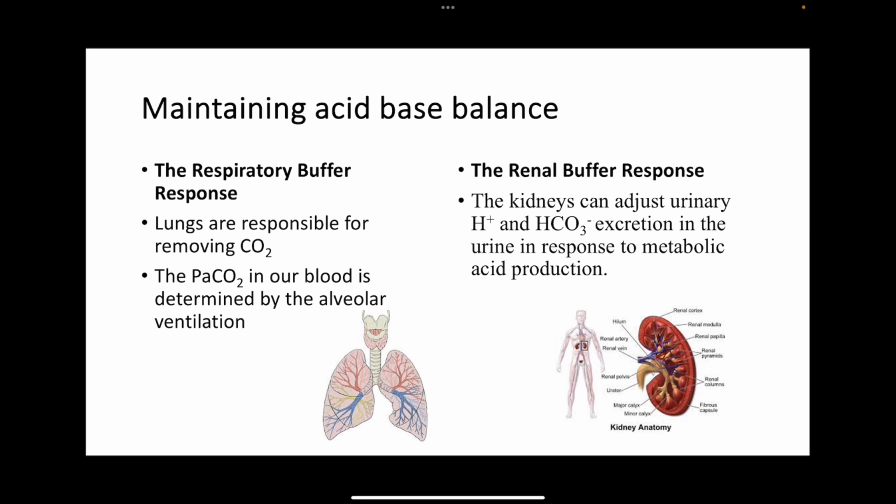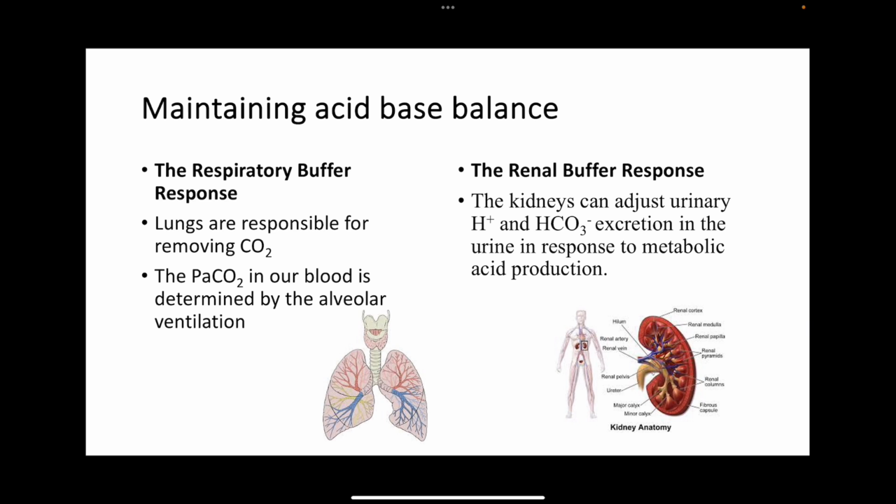So there are two buffer responses, the respiratory buffer response and the renal buffer response. Respiratory buffer response: the lungs are responsible for removing CO2. The PaCO2 in our blood is determined by the alveolar ventilation. So if the CO2 production is altered, we adjust our breathing to exhale more or less carbon dioxide as necessary to maintain the PaCO2 within normal limits.